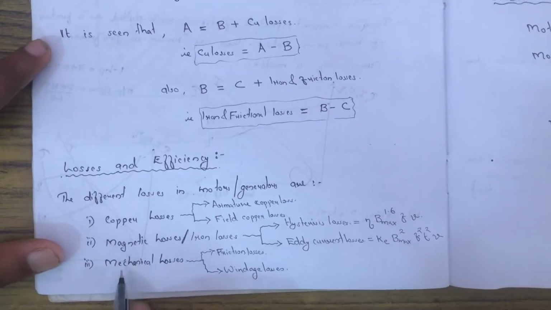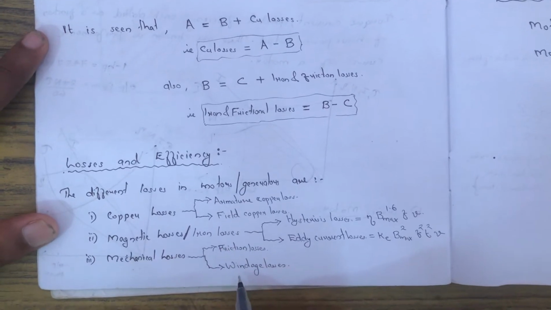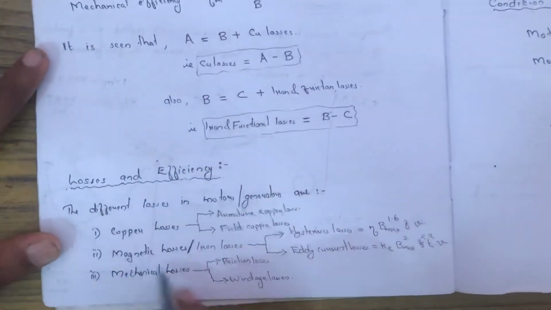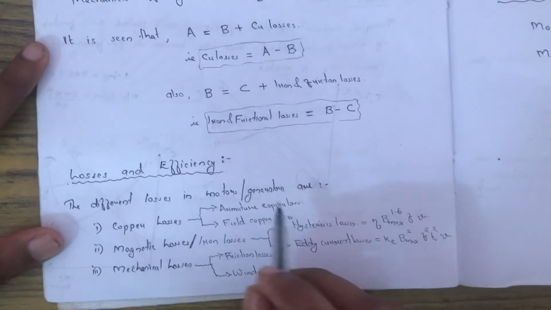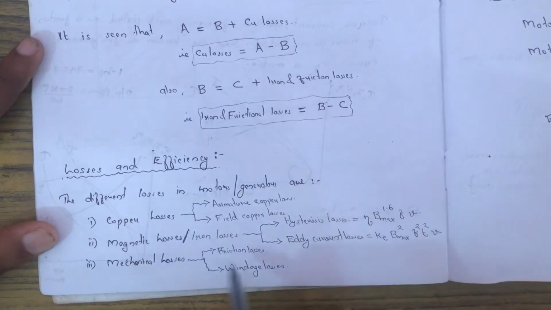The next loss is mechanical loss, that is due to the frictional and windage losses. So these are the different losses happening in a DC generator or DC motor, or in common DC machines.